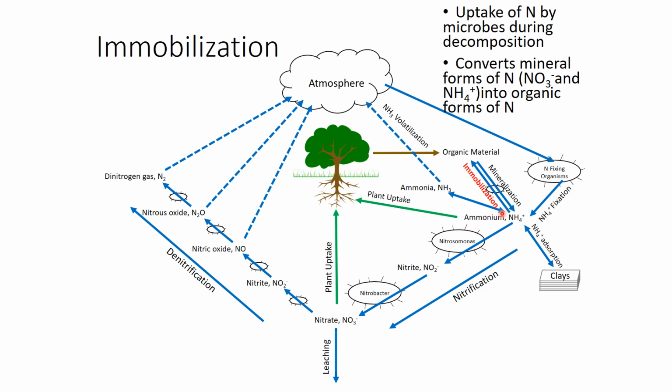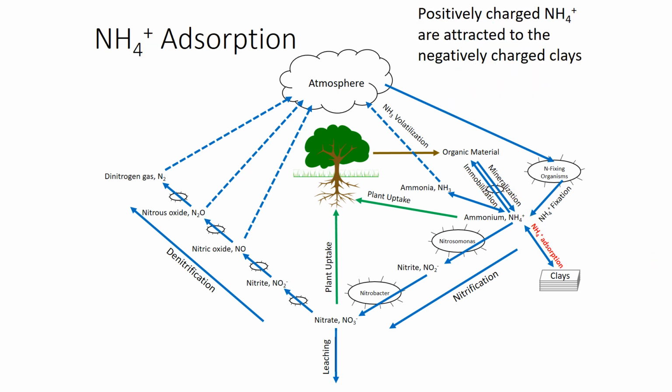Immobilization is the opposite. So if there is an organic compound or organic residue that's added to the soil but is very nitrogen poor, then the microbes will immobilize nitrogen and basically remove all the nitrogen that is dissolved in the soil and incorporate it into their bodies while they decompose the organic matter. And once they're done decomposing that organic matter, then it gets mineralized again. So that is the immobilization process.